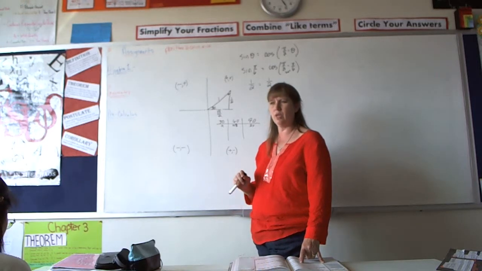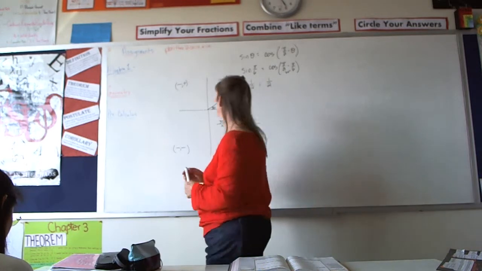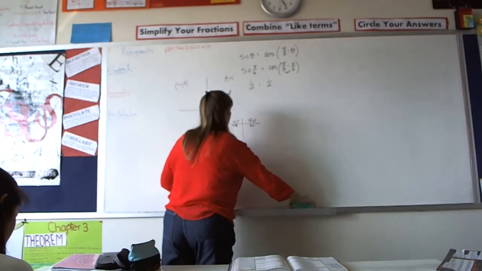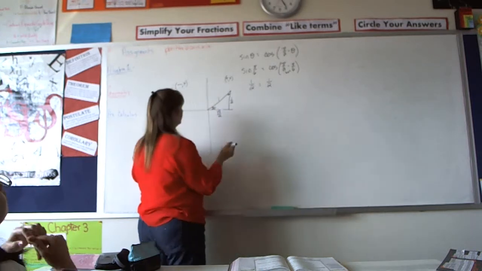Ooh, that sounds really strange. Think about that for a minute. The cosine of negative theta. Let's review that one for just a minute. If we were to put here, we already have a triangle up here.